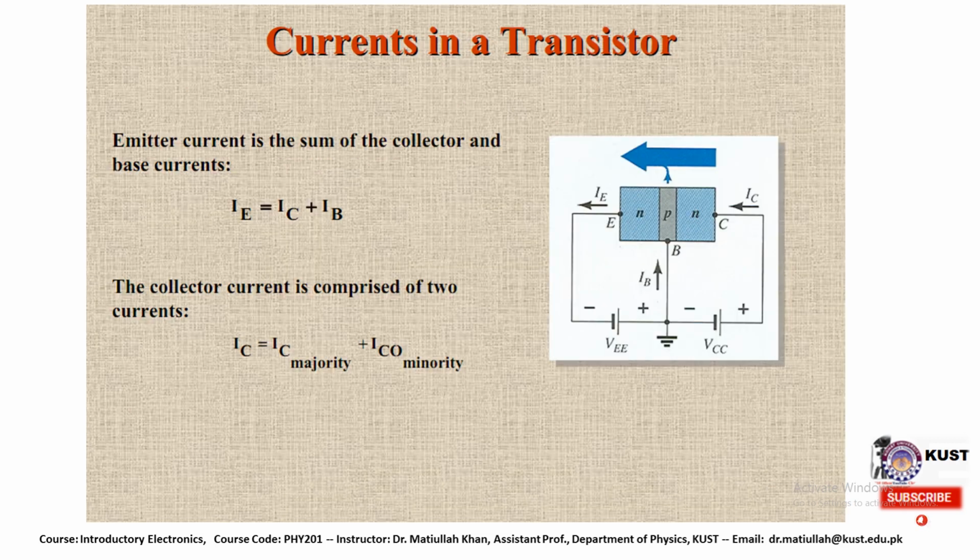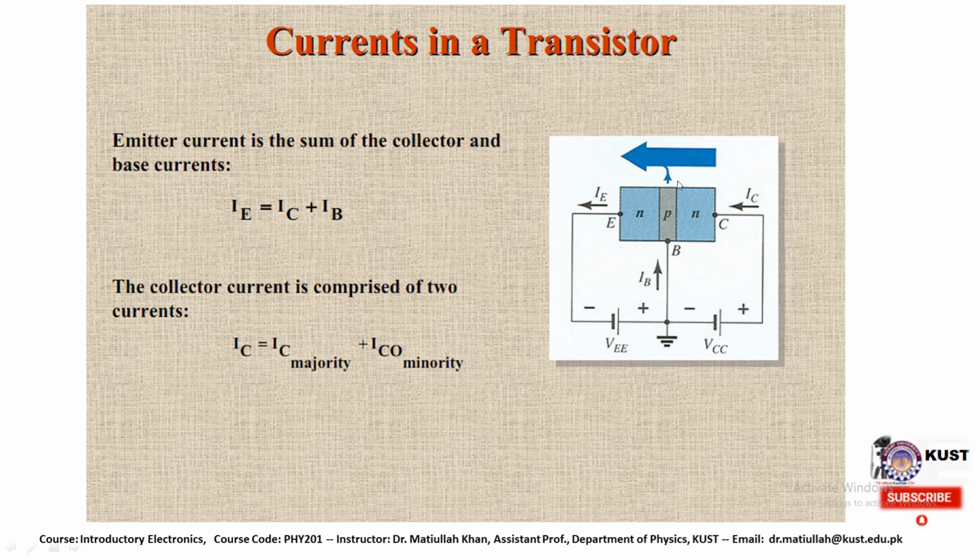The different currents in the BJT can be represented here. We have basically three currents in a BJT: the emitter current, the collector current, and the base current. The magnitude of the emitter current is equal to the sum of the base current and the collector current. The collector current is comprised of two currents, a combination of majority carriers and minority carriers. So IC should be equal to IC majority plus IC minority.